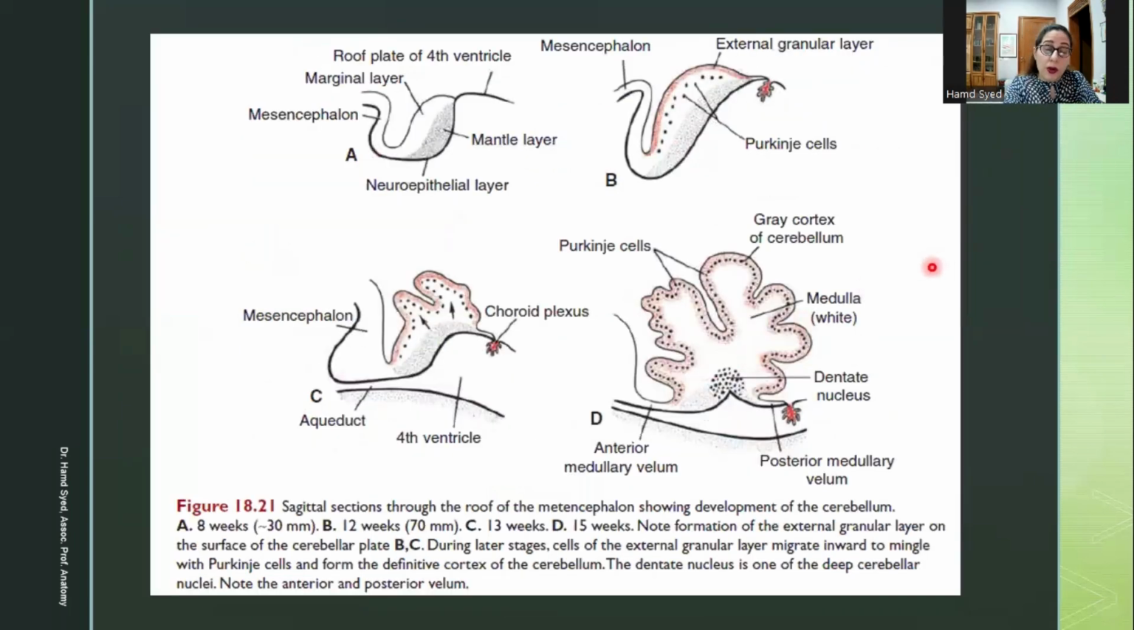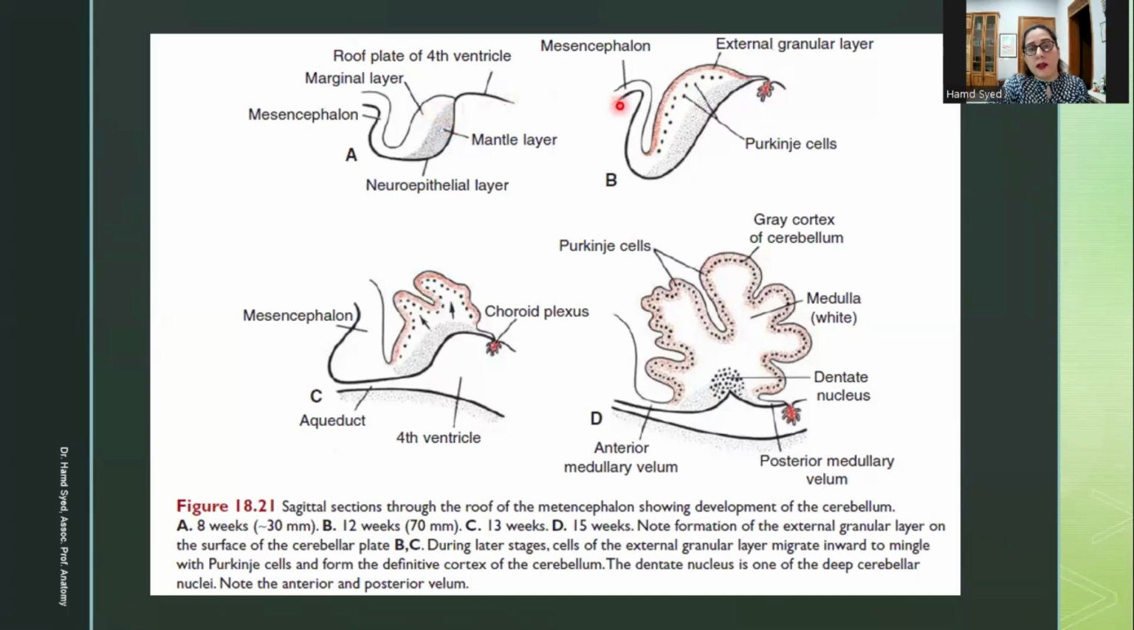The cerebellar cortex is the layer of gray matter which is present on the surface of the cerebellum. When we talk about the development of the cerebellar cortex, remember initially during intrauterine life, we have a pattern similar to the pattern which we saw in the spinal cord. We've got the neuroepithelial layer internally, surrounded by the mantle layer and then the marginal layer.